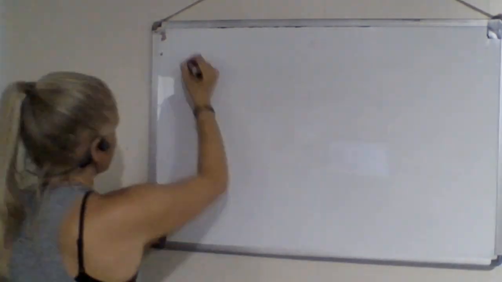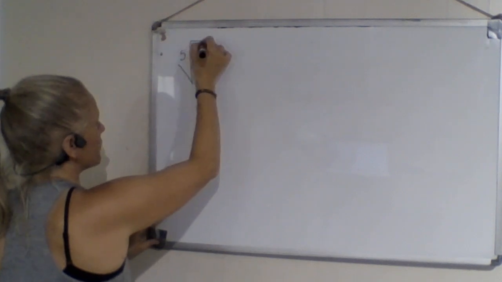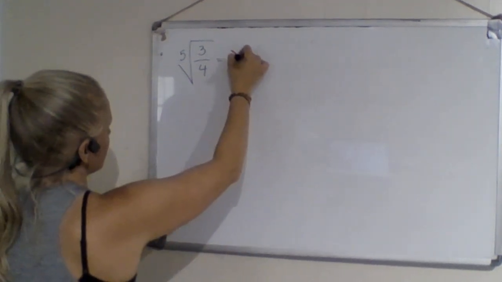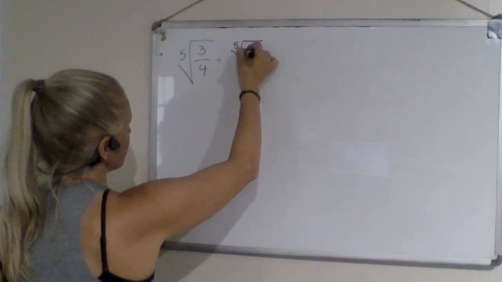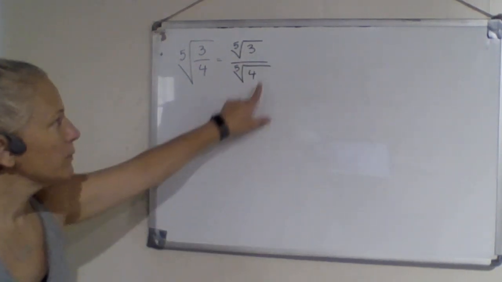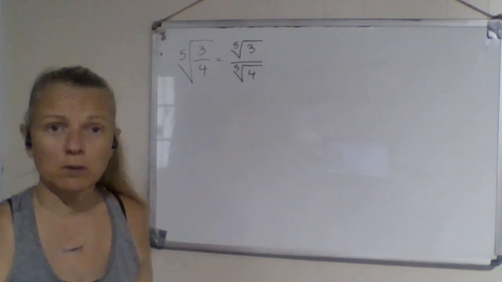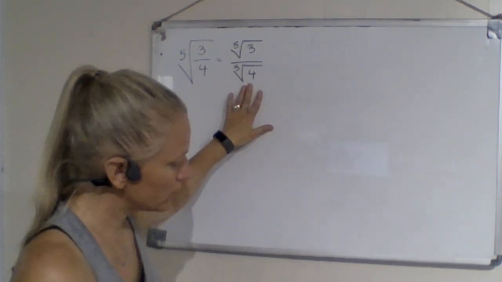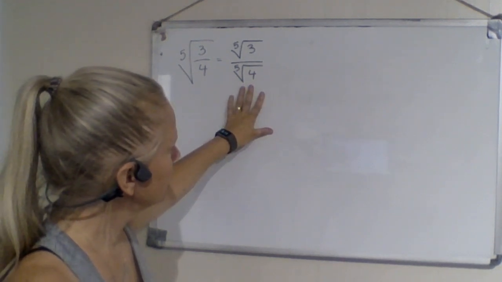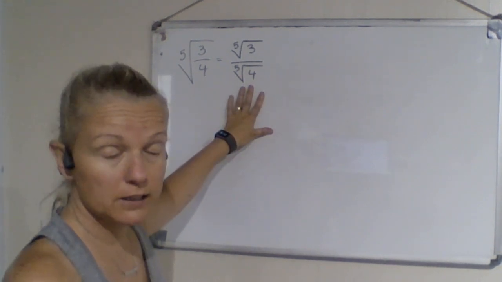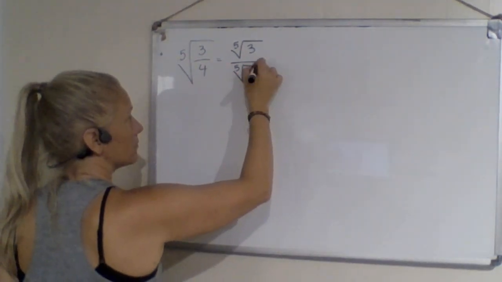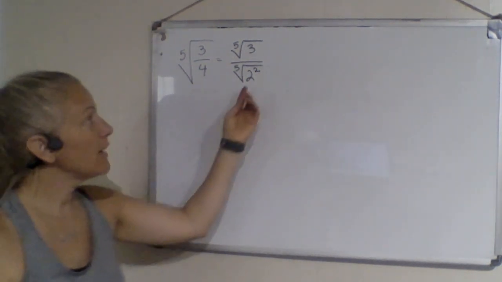Here's the one that is trickier. 5th root of 3 over 4. Okay, this can be written as 5th root of 3 over 5th root of 4, right? And we talked about this before. This is the trickiest one of the whole chapter, where we cannot have a root on the bottom of a fraction. I can write this 4 as 2 to the 2nd power. I know that part. I need 5 of them, right?